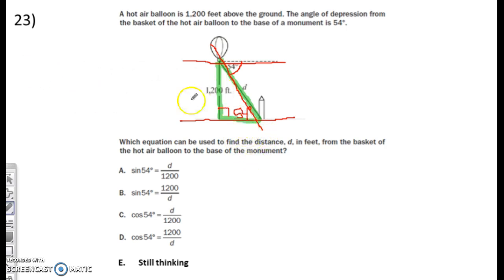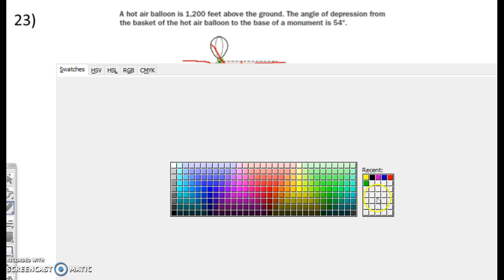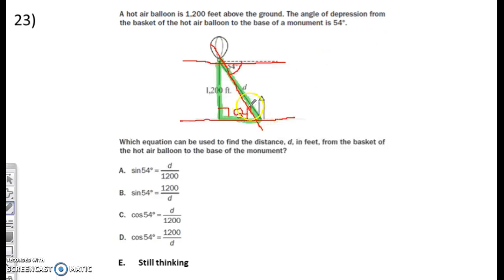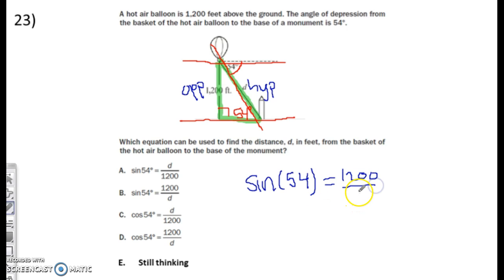But now that we have that, we can go ahead and label our sides. So from this reference angle, 1,200 would be the opposite, and d would be the hypotenuse. So again, we're going to have to use sine of theta, which is our degree measure, equals the opposite over the hypotenuse. So we can go ahead and narrow it down to B is our answer.